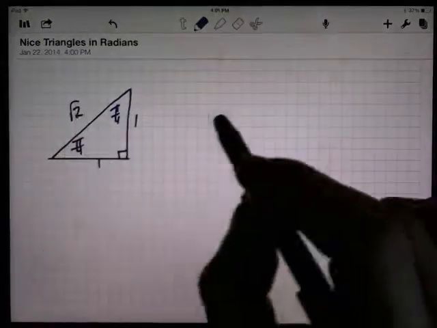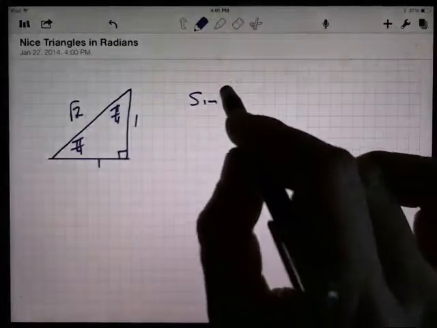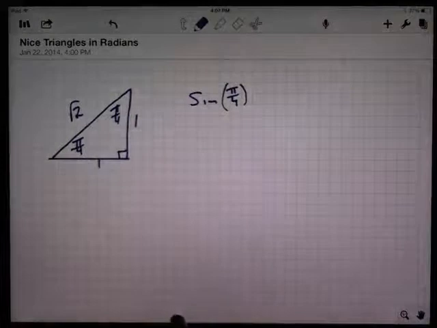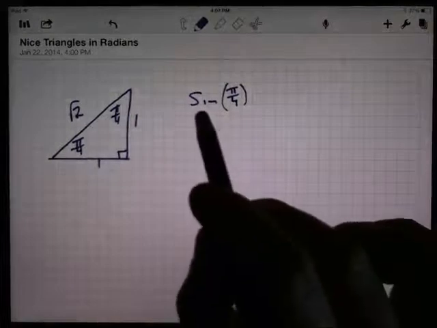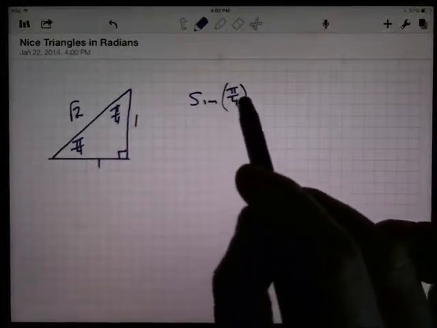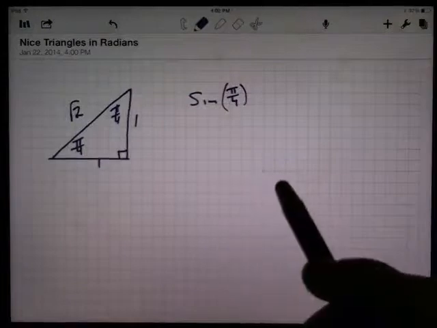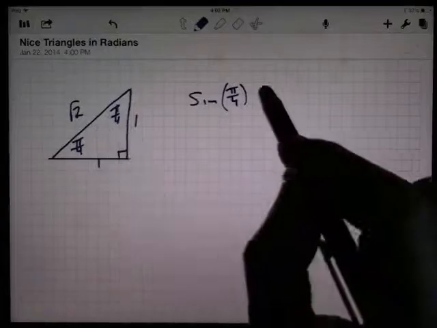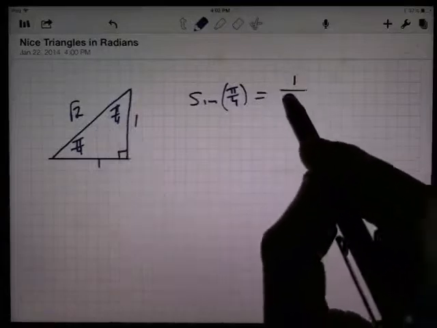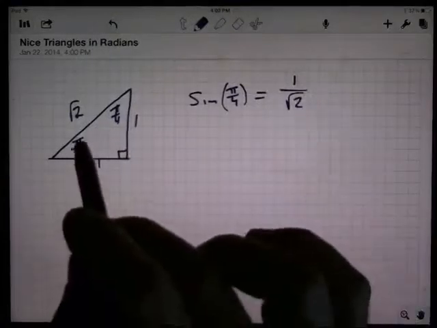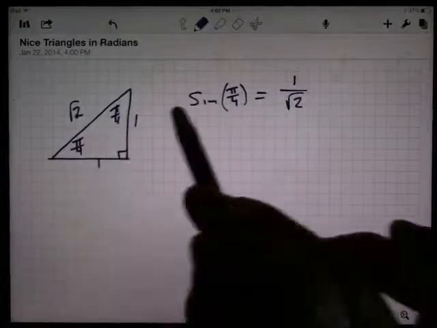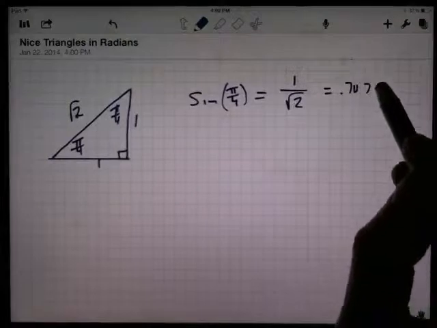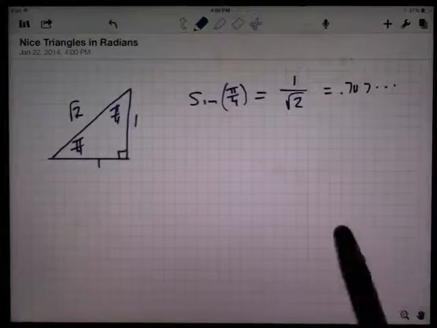I can see things here like what's the sine of an angle pi over 4? If I put my calculator in radian mode and type in sine parentheses pi divided by 4 close parentheses and ask it what it is, it's going to say 0.707 because it's going to figure out that it's 1 divided by the square root of 2. I'm looking at this 45-degree angle thinking opposite over hypotenuse. 1 divided by the square root of 2 is 0.707 something. It's irrational. It'll go on forever.